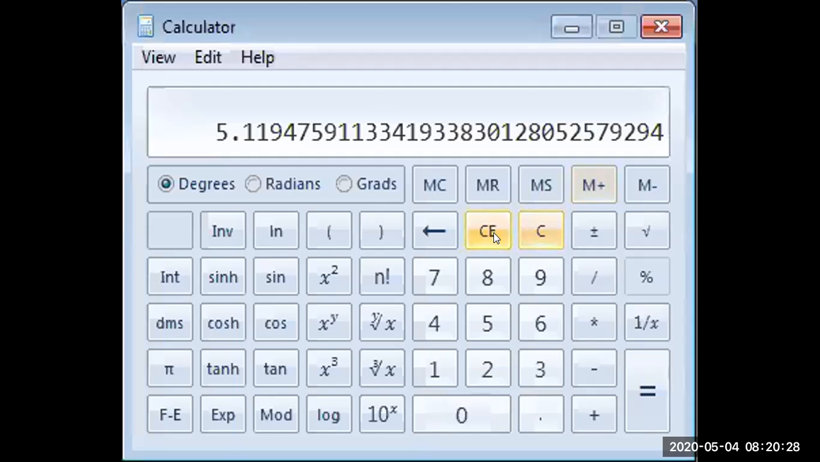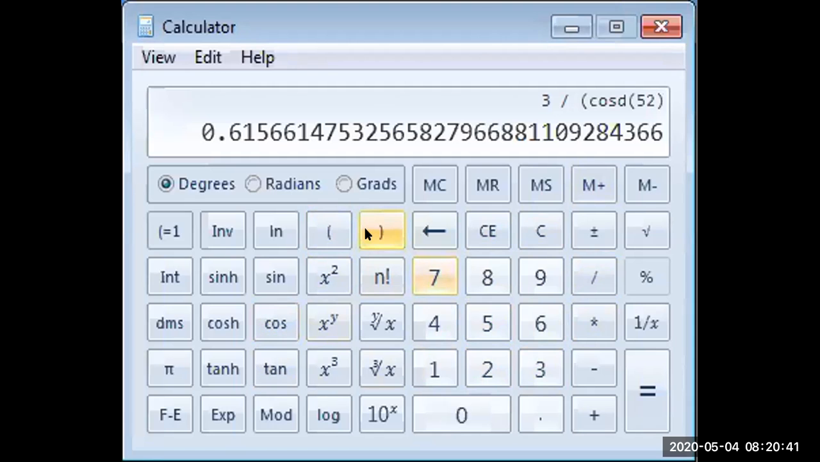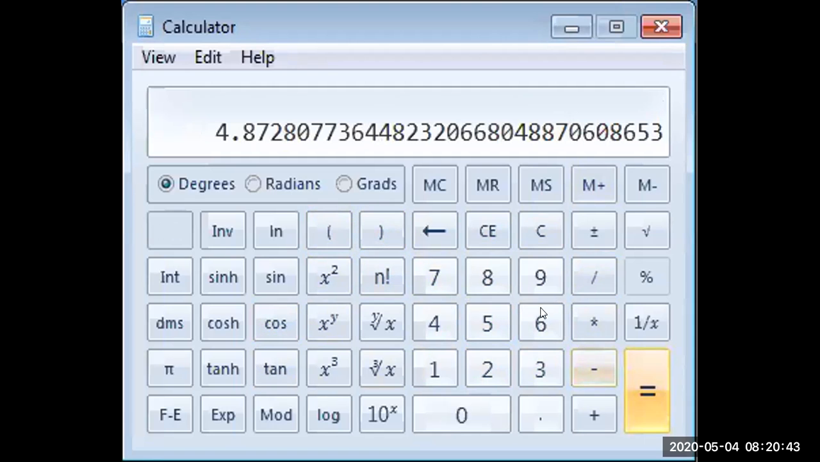So using my calculator here, please watch this. I'm going to put 3 first. Then I'm going to hit the divide sign. I'm going to open up the bracket so that it knows I'm going to be doing another calculation, in this case the 52 cosine. Close the bracket, then press the equal sign, and this will give me the value. Now this number, because it's the hypotenuse, must be bigger than the adjacent side of 3. And it is. It's 4.87 rounded to 2 decimals.